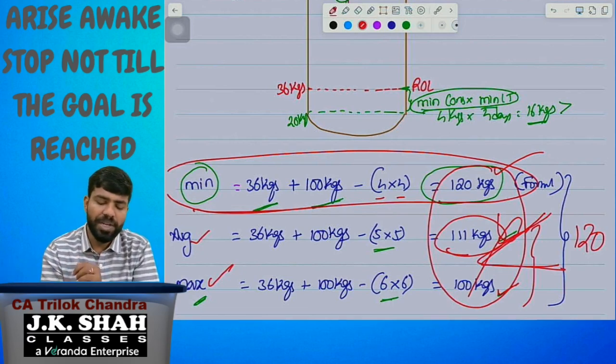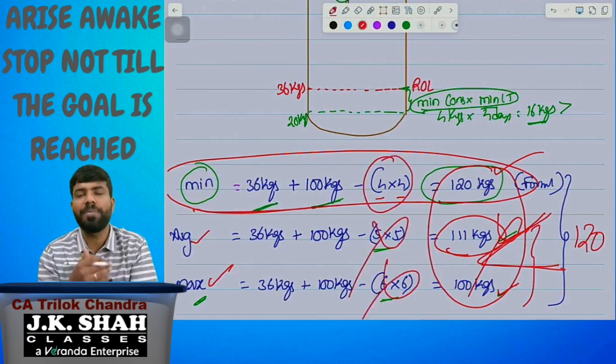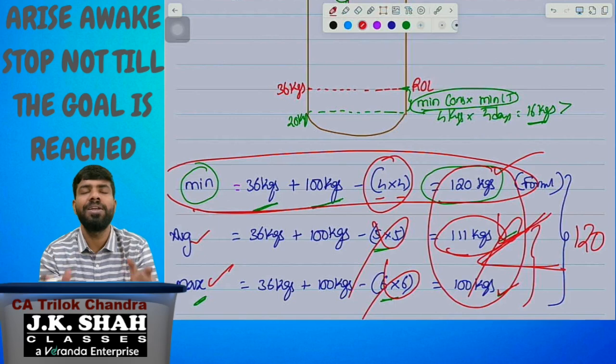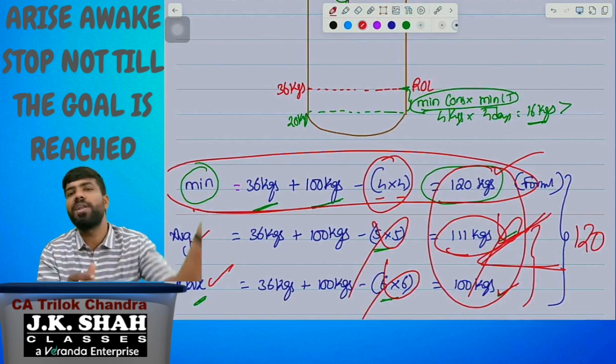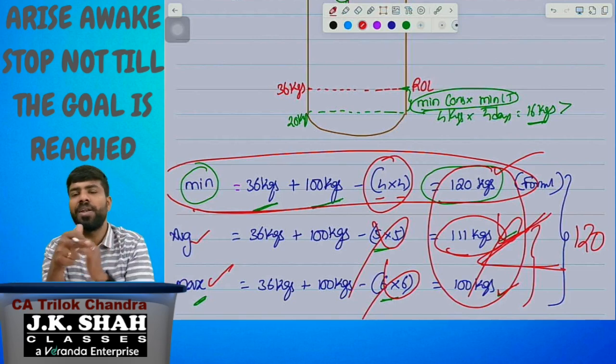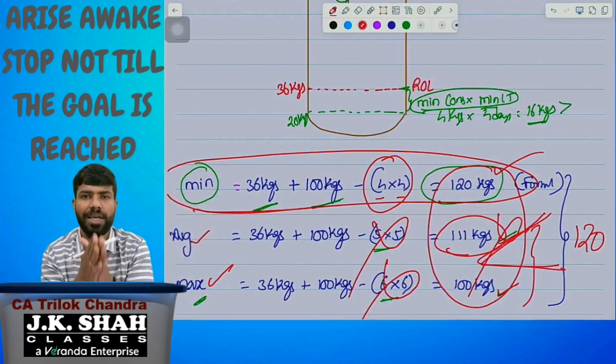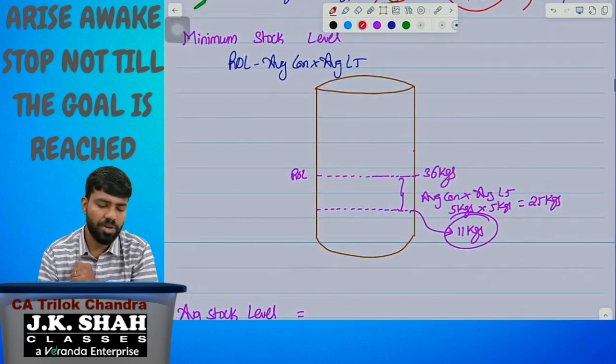For that purpose, we need to take the minimum consumption to minimum lead time, not the average consumption to average lead time, not the maximum consumption to maximum lead time. Ultimately, maximum stock level equals reorder level plus reorder quantity minus minimum consumption to minimum lead time. Clear about this? Okay. So that is about the maximum stock level.